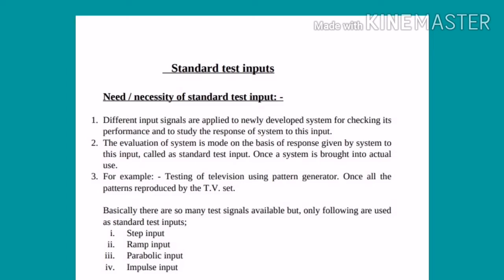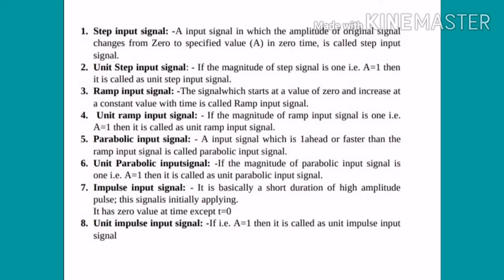Okay, now what is step input? All of you know. Step input is nothing but a signal which is having constant amplitude throughout the time period. Ramp is nothing but a staircase type waveform, and parabolic is a mathematical equation, that is parabolic shape. And then impulse input, that is, it will exist only at the origin. Now let us see in detail.